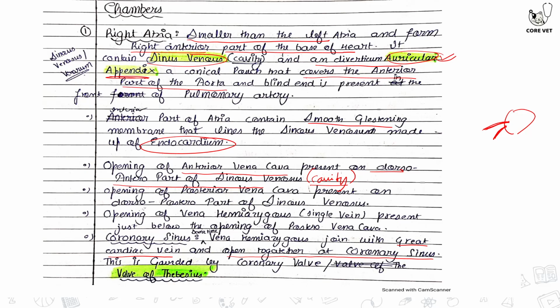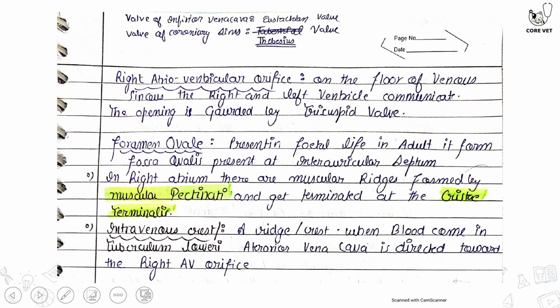Now the valves, we are going to discuss the valves also. First of all, let me tell you that the valve of the inferior vena cava is the Eustachian valve, while the valve of the coronary sinus is the Thebesian valve. These valves come in the question. So please remember that the Eustachian valve is the valve of the inferior vena cava, while the Thebesian valve is the valve of the coronary sinus.